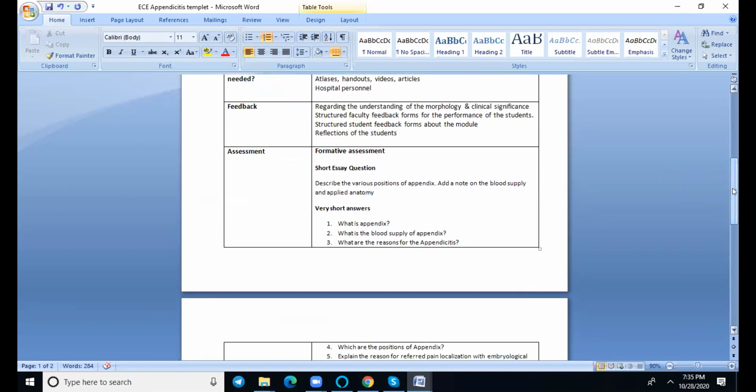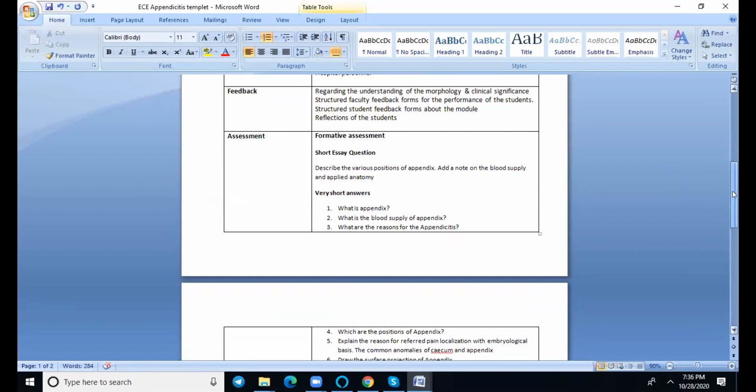The feedback would be taken from the students regarding whether the student has understood the morphology and the clinical significance of appendicitis, and structured feedback forms on the performance of the students and feedback forms about the module. And also the reflections of the students would be taken.